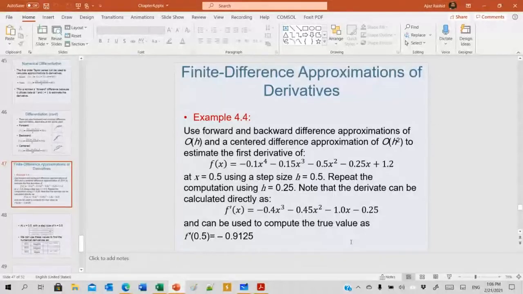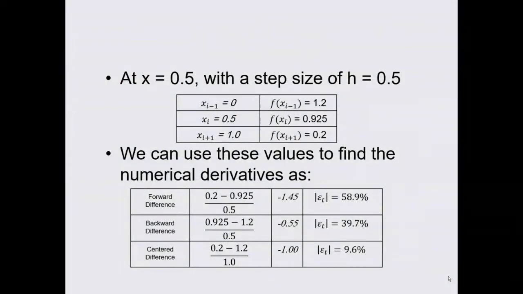Okay, so we were going through this example, and we have calculated the values of the derivative using the forward, backward, and central difference methods. I'll just look at the values here. These are the values that we calculated. Now, if we look at the true relative errors, in the forward difference we have 58.9%, 39.7%, and 9.6% errors. So we can see that these are big errors, and here we have something like 10% error.